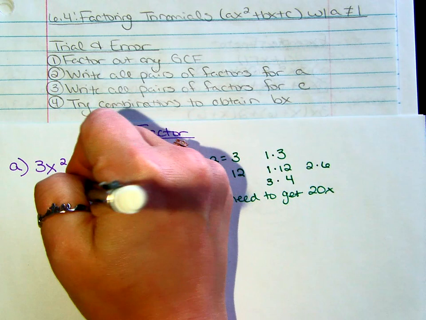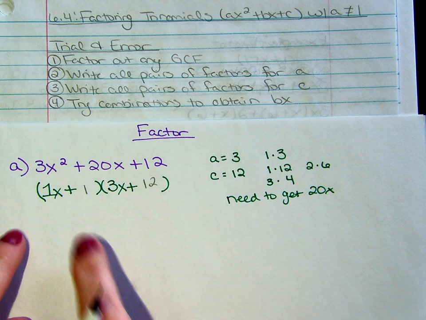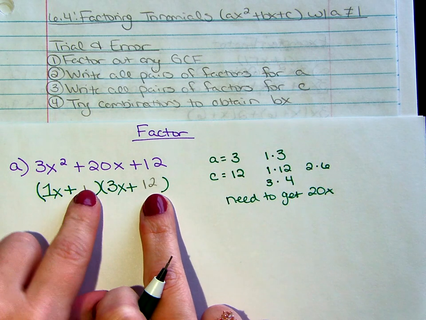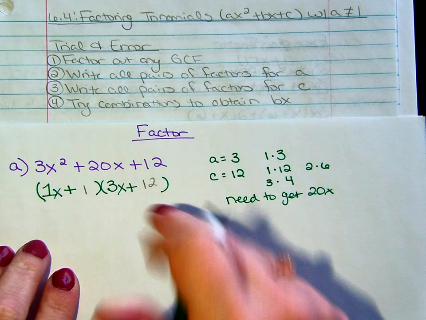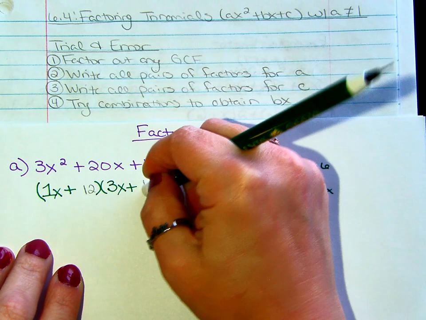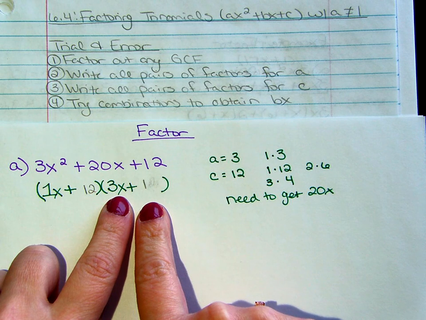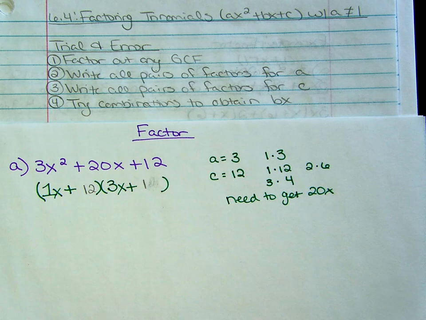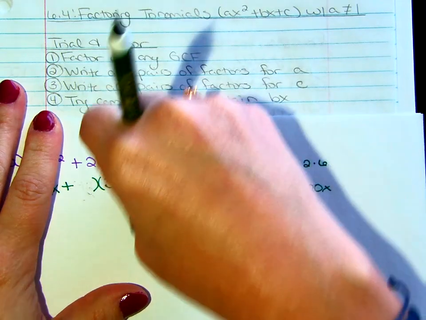If I put a 1 in here and a 12 in here, if I do my outer inner terms of my FOIL, am I going to get 20? 1 times 12 is 12. 1 times 3 is 3. That would give me 15. That does not give me 20. So what if I switched them? What if I put the 12 there and the 1 over here? Does that make it work? I'd get a 1x and I'd get a 36x. Definitely does not work. So because I tried it both ways, I know for a fact 1 and 12 cannot be my ending term for this binomial. So I've just eliminated that term out.